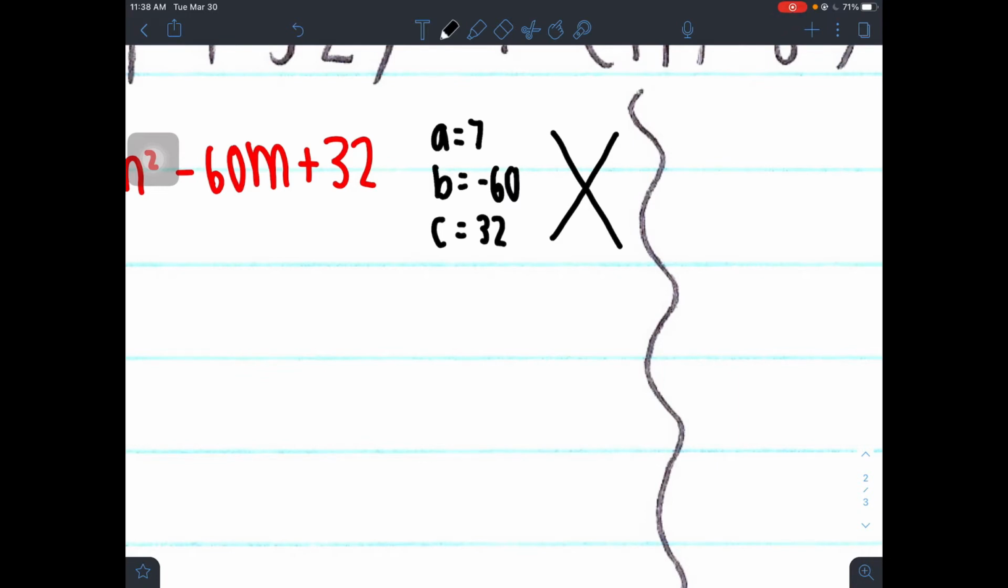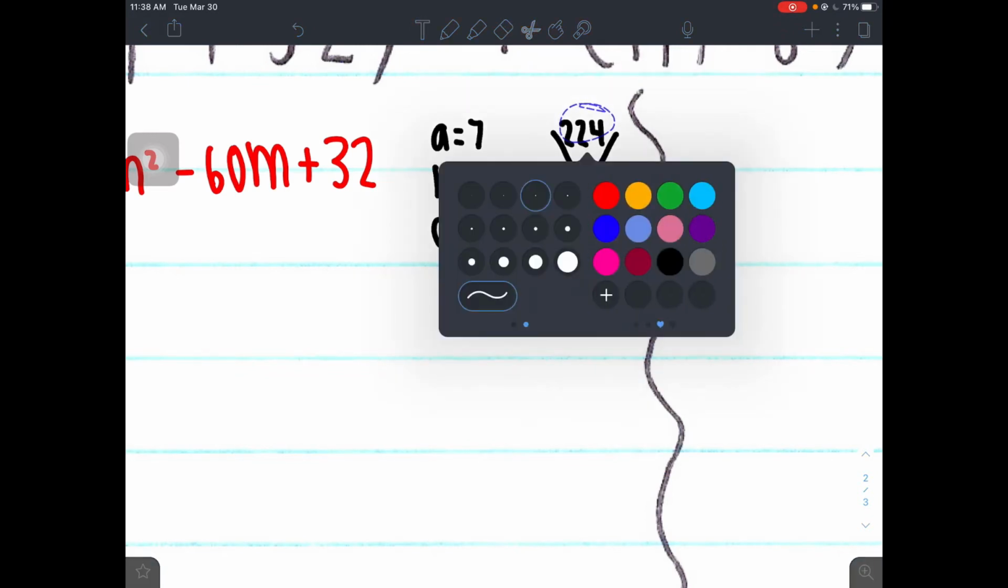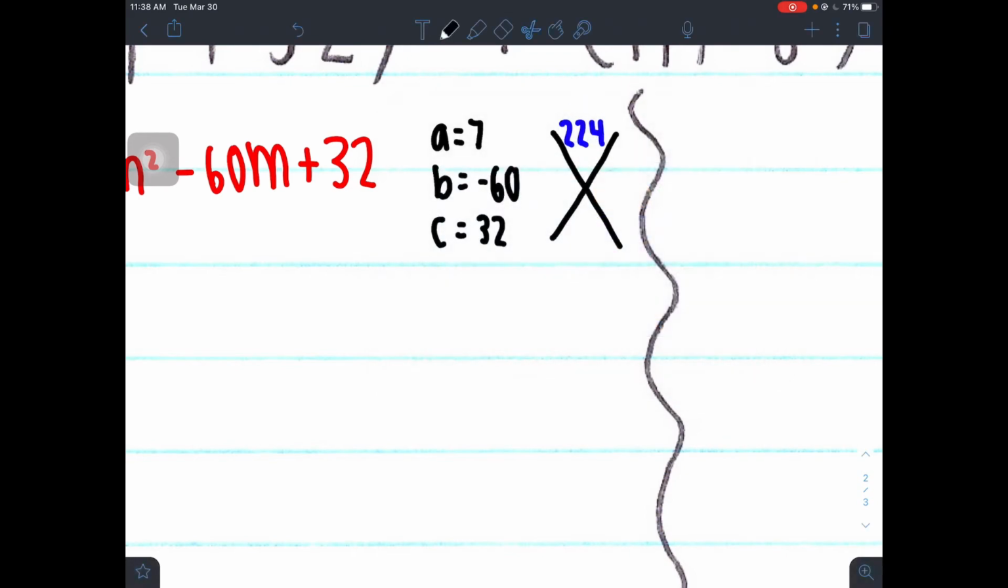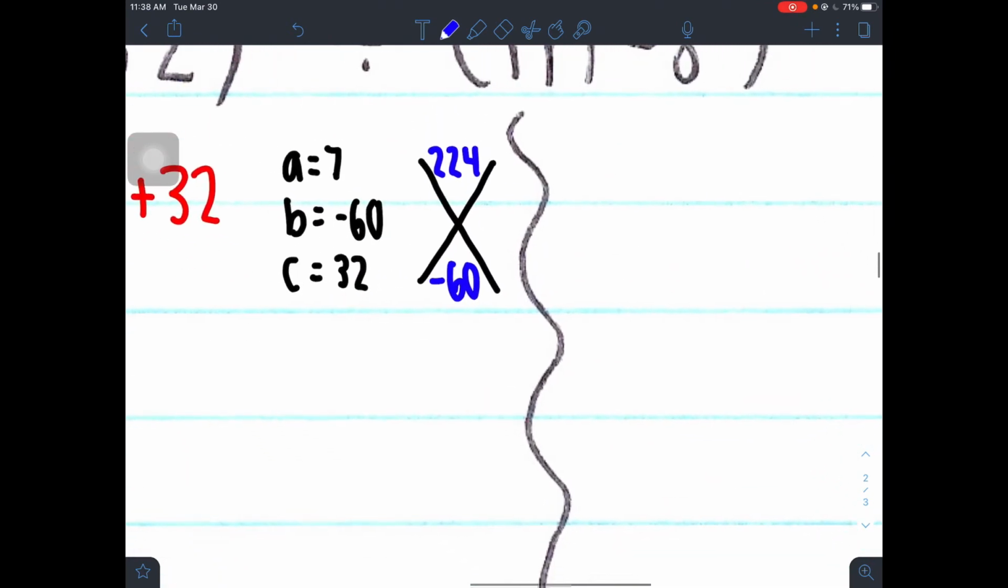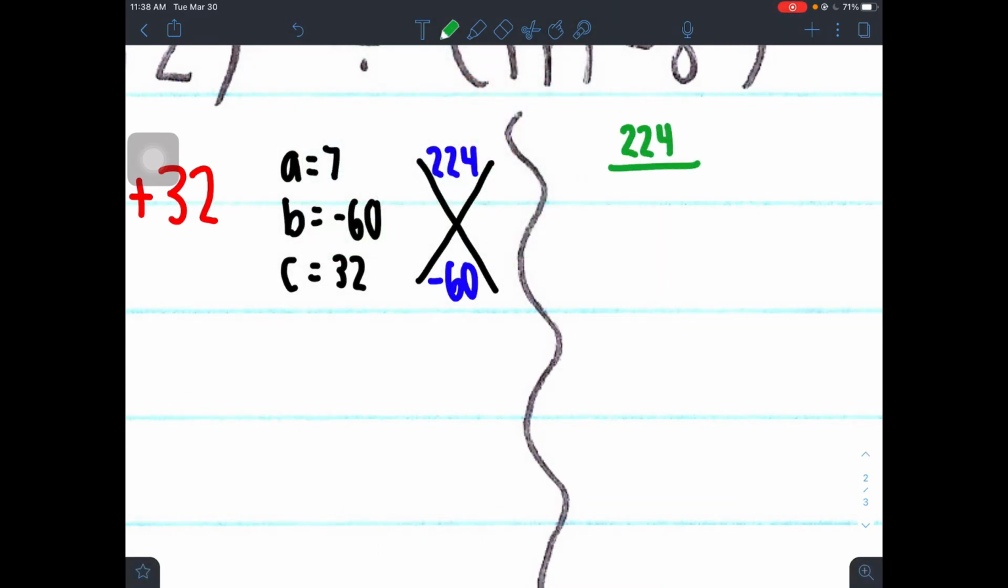So AC is going to be A times C, which is 7 times 32, and that's a huge number. 7 times 32 is 224. And our bottom number is going to be negative 60. So I want these two numbers to add to negative 60 but multiply to 224. So I guess I better start dividing out, right? Let's start dividing numbers. 224, so here we go.